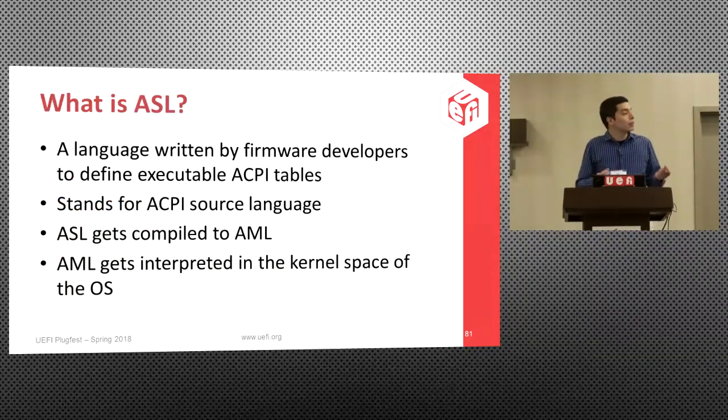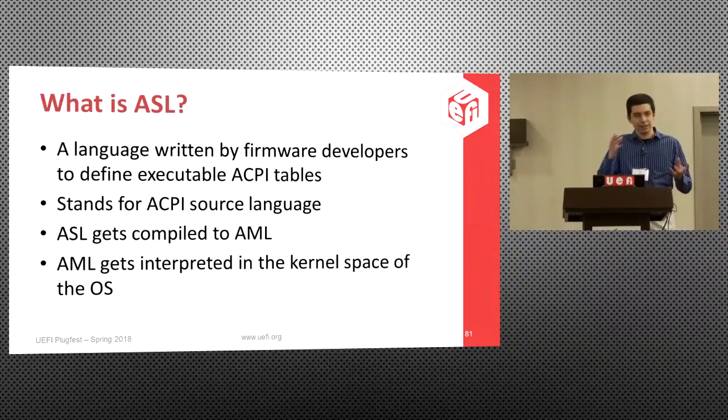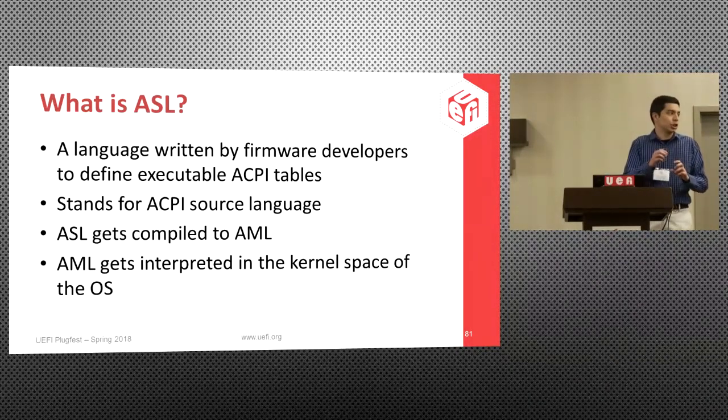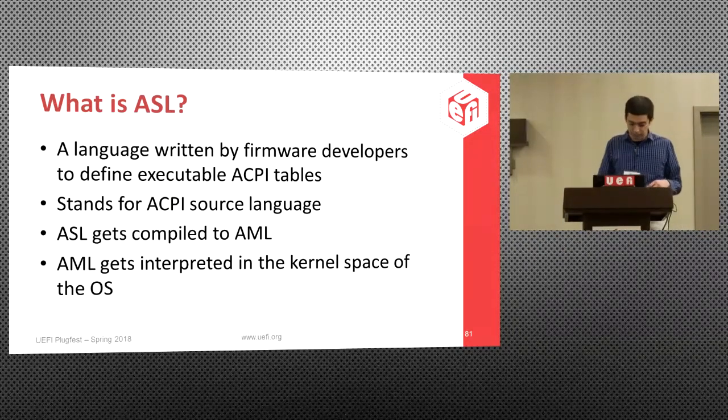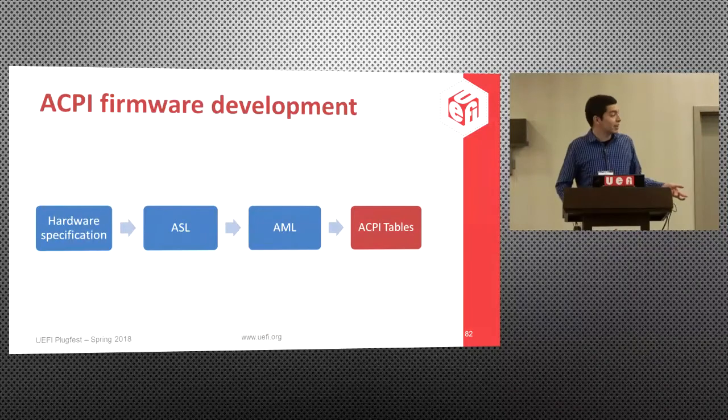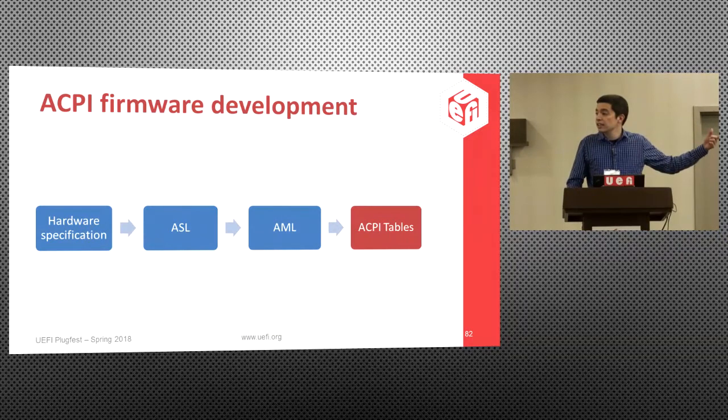So what is ASL? Again, it's the human readable format, and during firmware development, ASL gets compiled to AML, and then the AML gets executed by the operating system after boot time. Broadly, the development looks like this. I may be generalizing here, but we start with a hardware specification of some sort. We generate ASL. The ASL gets compiled to AML, and then a set of these are collected, and we call these the ACPI tables.